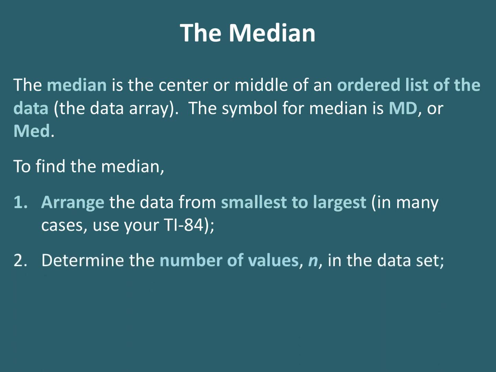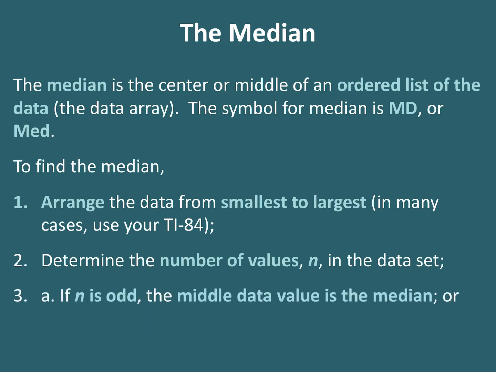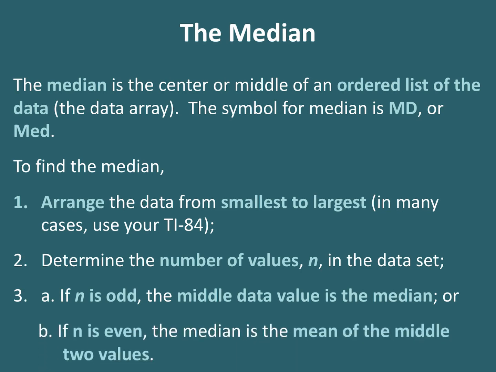2. Determine what number of values n are in the data set. If n is odd, then the middle data value is the median. Or, if n is even, the median is the mean of the middle two values, meaning you'll add those two values up, then divide by 2.